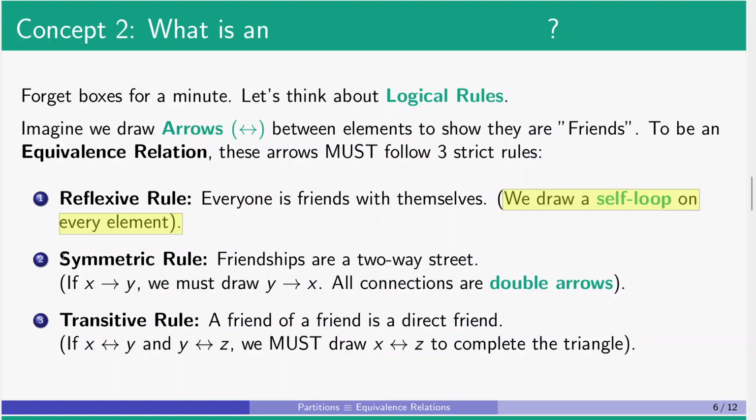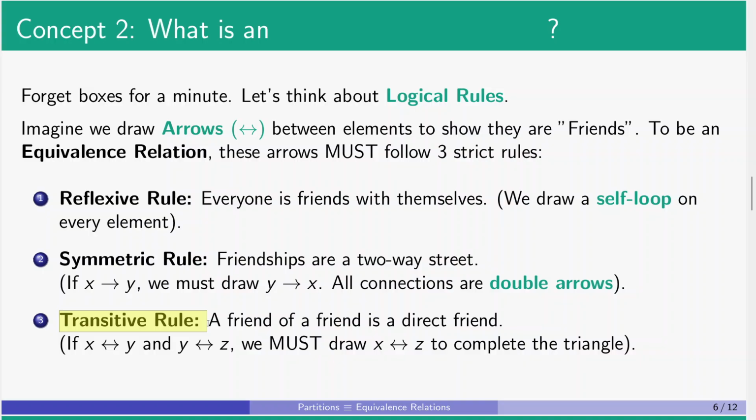Rule number 2 is called the symmetric rule. This says that all friendships must be two-way streets. If element X is connected to element Y, then Y must also be connected to X. We draw double-headed arrows. If there is an arrow going from X to Y, there must also be an arrow going from Y back to X. No one-way friendships allowed.